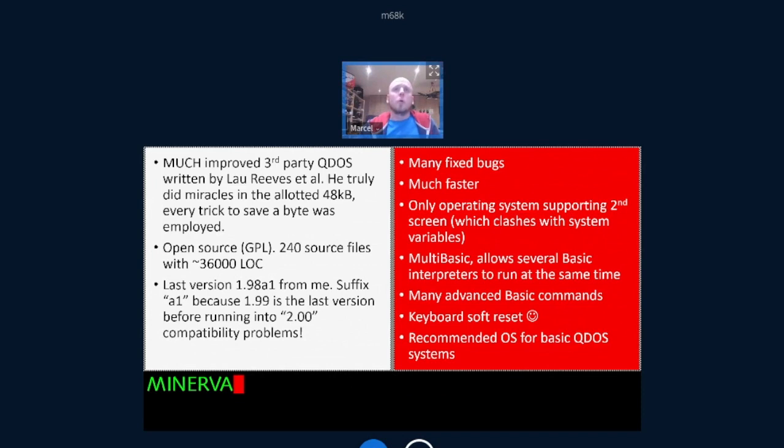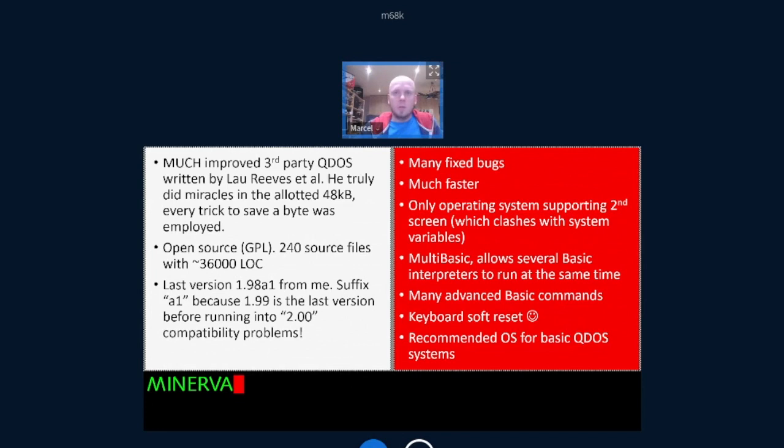It's the only operating system that supported this: the QL had two different screens, which you could switch between. A few games used it to do frame switching, but generally it wasn't used at all. Because at the start of the second screen, QDOS lay its system variables, so it couldn't work with the second screen enabled. Minerva had the option to move the system variables, which is a big compatibility problem, but for some software it worked well.